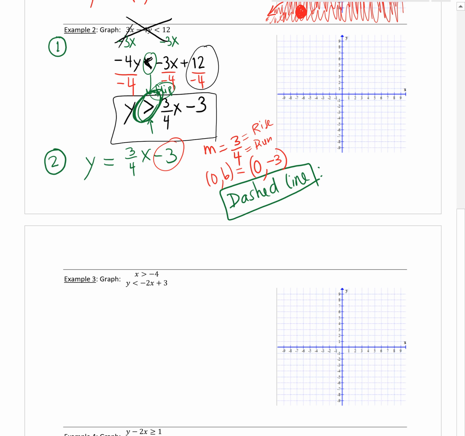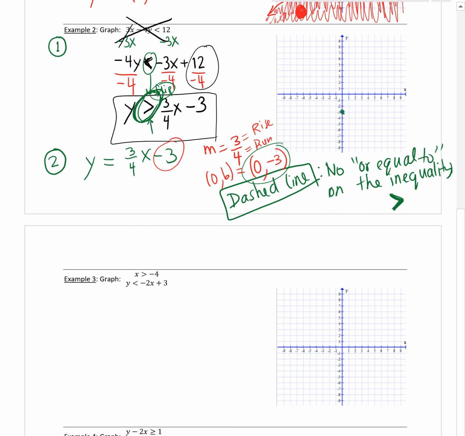And remember, it's a dashed line because there was no or equal to on the inequality. So it has nothing to do with whether it's greater than or less than. It doesn't matter what direction the inequality is facing. Greater than or less than doesn't affect the dashed or the solid line. It's just whether there was an or equal to or not. So okay, now I have to keep that in mind. What are we going to do first? I'm going to look at the y-intercept.